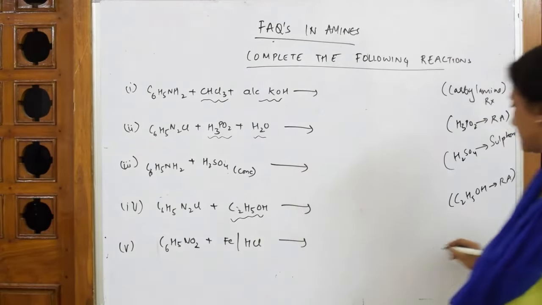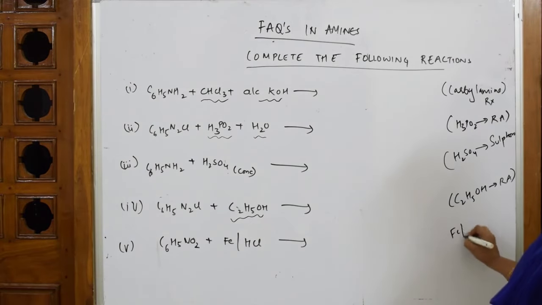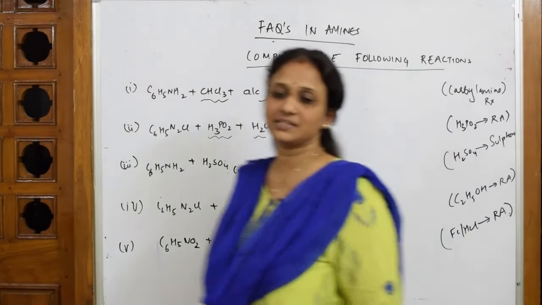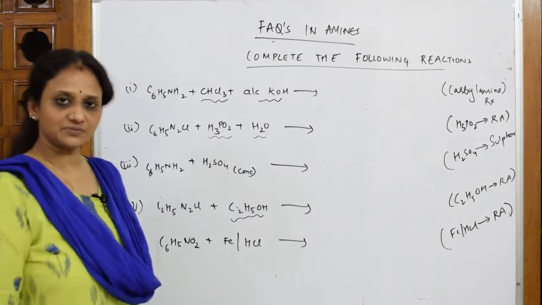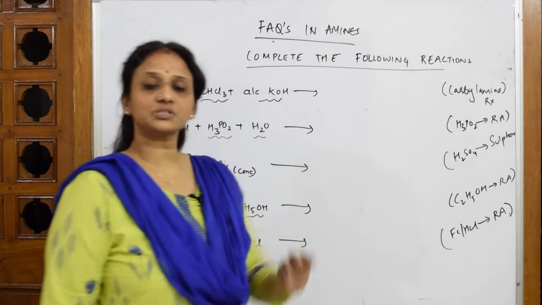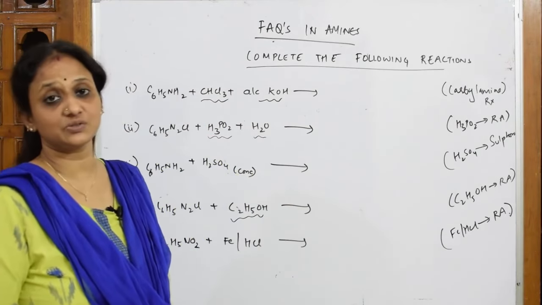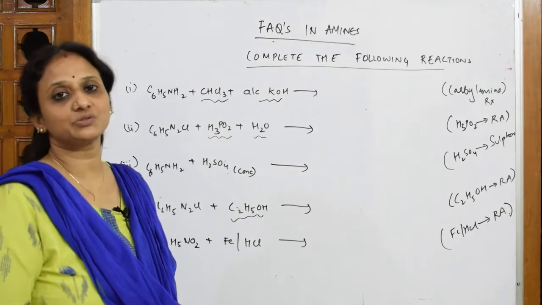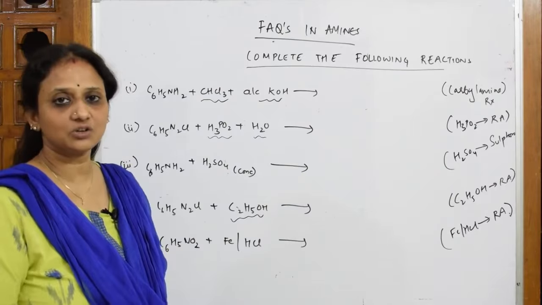And this is done. We are left with this. What is Fe in HCl? Fe in HCl, metal acid. It is also a reducing agent. Sn by HCl, Fe by HCl. Didn't we learn this? We've learned this. Now let's come back and do it. In the carbylamine reaction, the most important product is the formation of isocyanide. So learn carbylamine first, then only come back to these questions, please. Otherwise, you will not understand the concept.